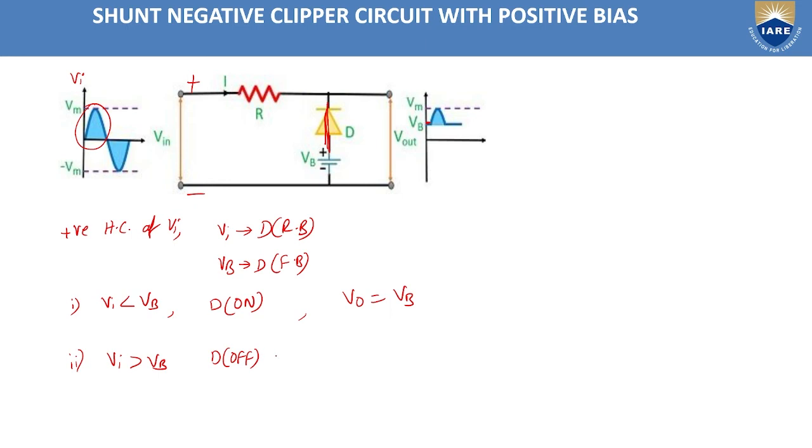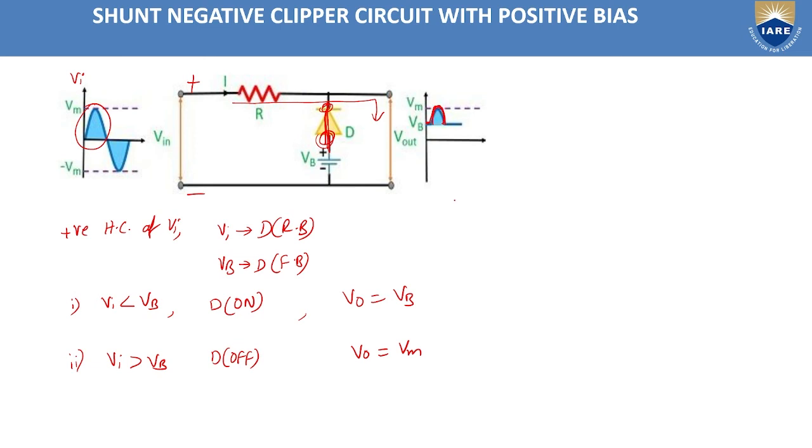Okay, and once my input voltage exceeds the battery voltage, at that time the diode is in open state. So once the diode is open, the total applied input voltage will appear across the output, that is Vo equal to Vm. So that's why Vm here it is.